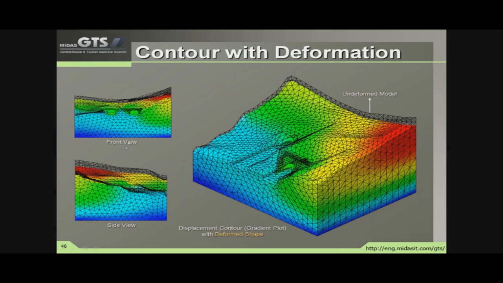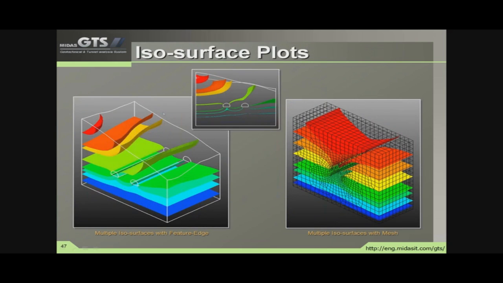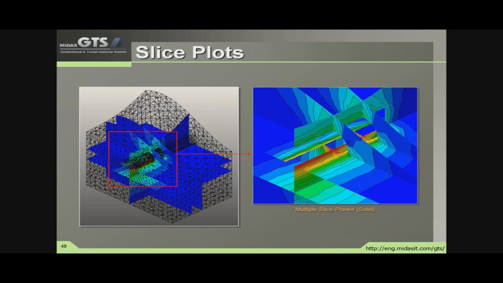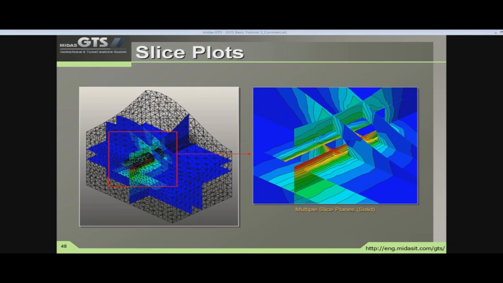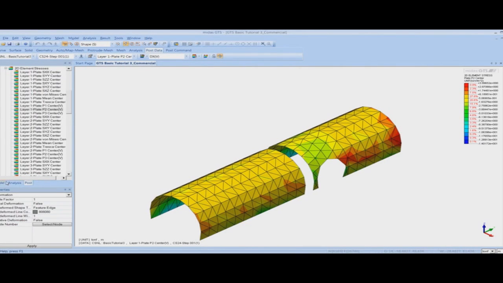Now let me show you the different results along with the presentation now. You can see the deformed and the undeformed shape at the same time. You can generate isosurface plots. You can generate slice plots. Slice plots are important because if you want to see how the stresses vary inside the section, inside the structure that you cannot see from outside, then you can select the slice planes. So let me show you how the slice plane works in the model itself.